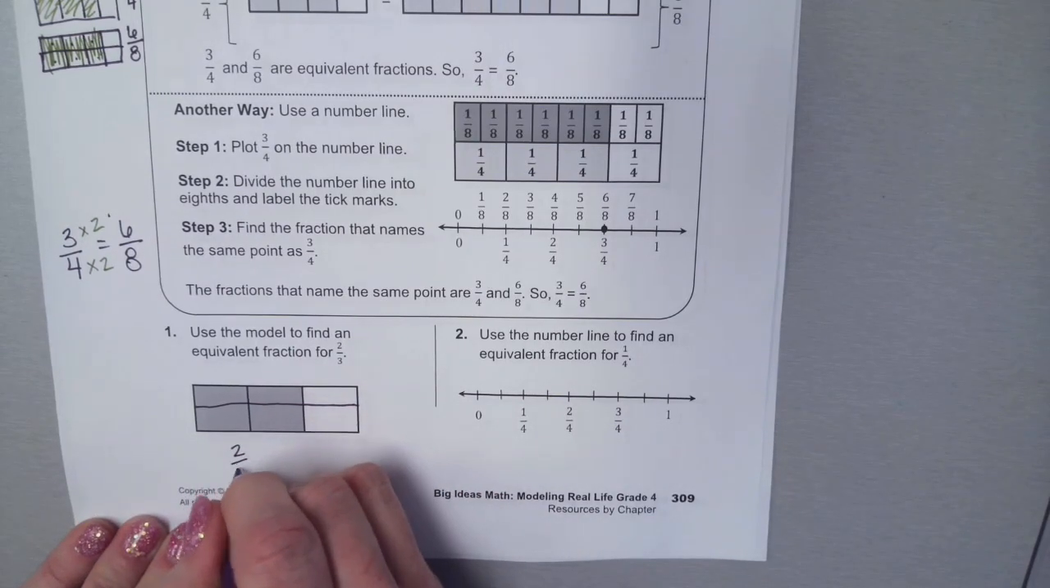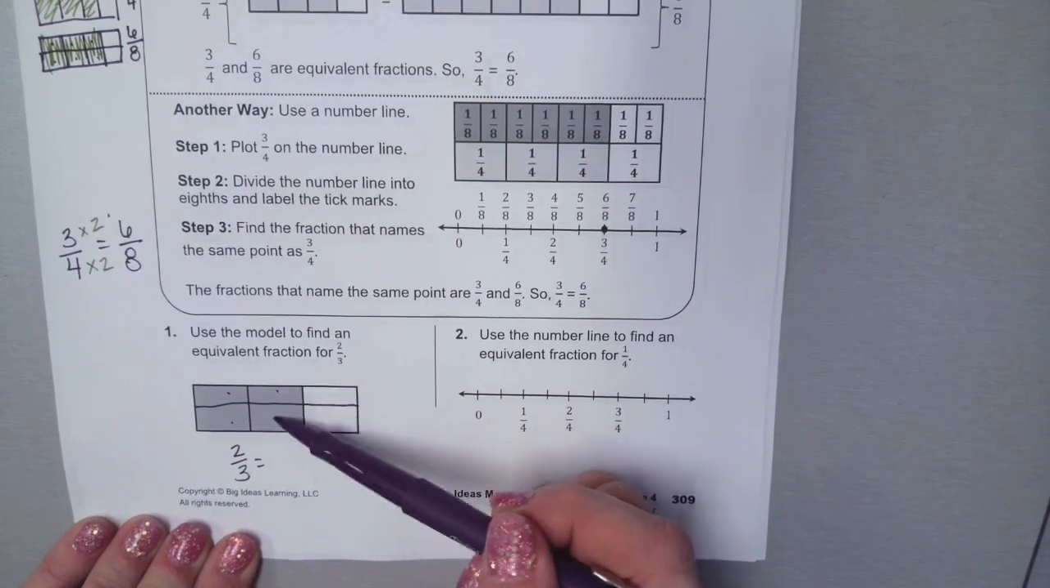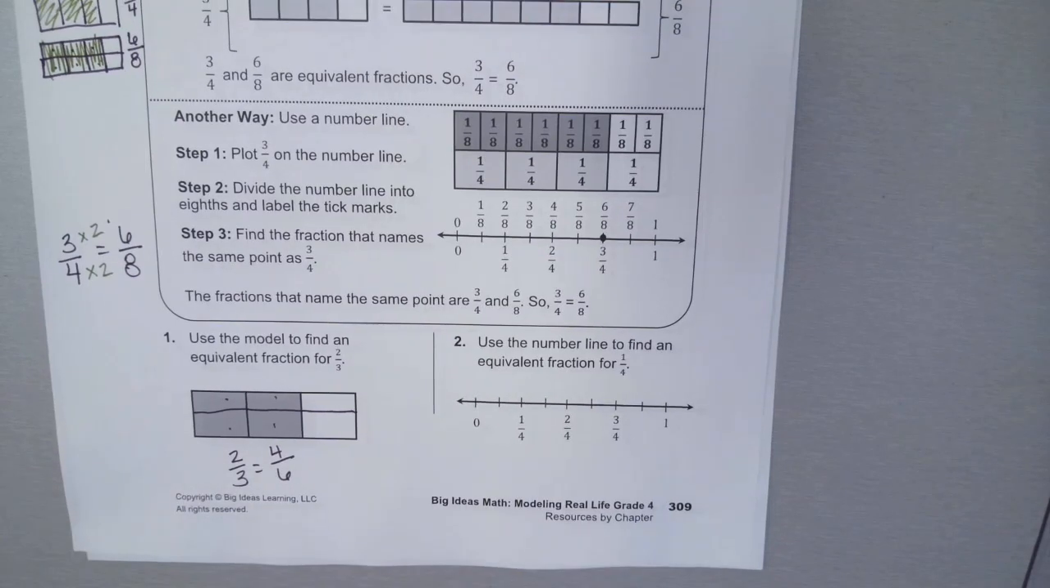So 2/3 is equivalent to 1, 2, 3, 4, 4 out of 6. I'm so good at this finally. Something I know. I'm sure I might be good at it.